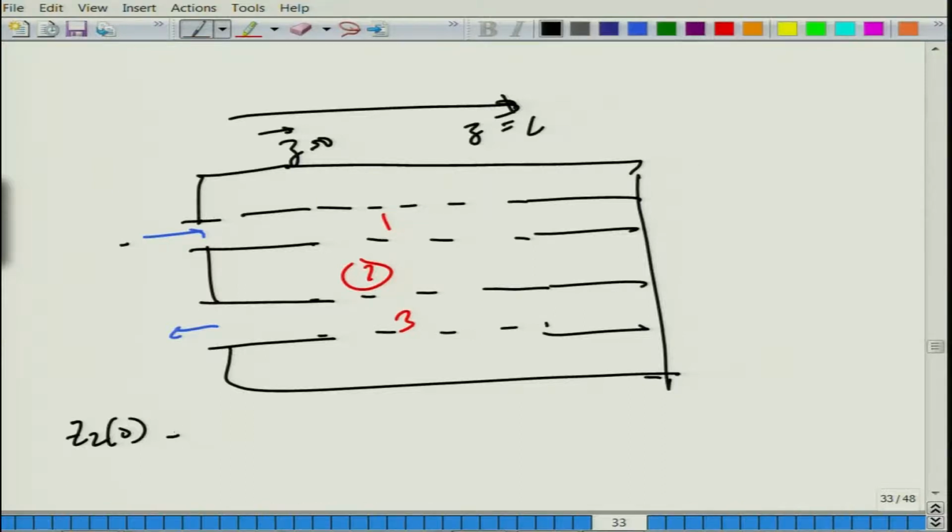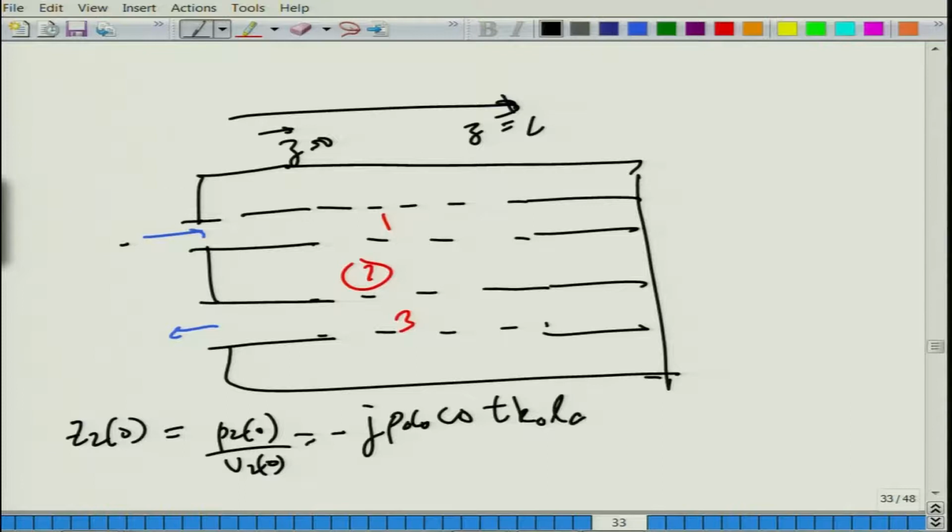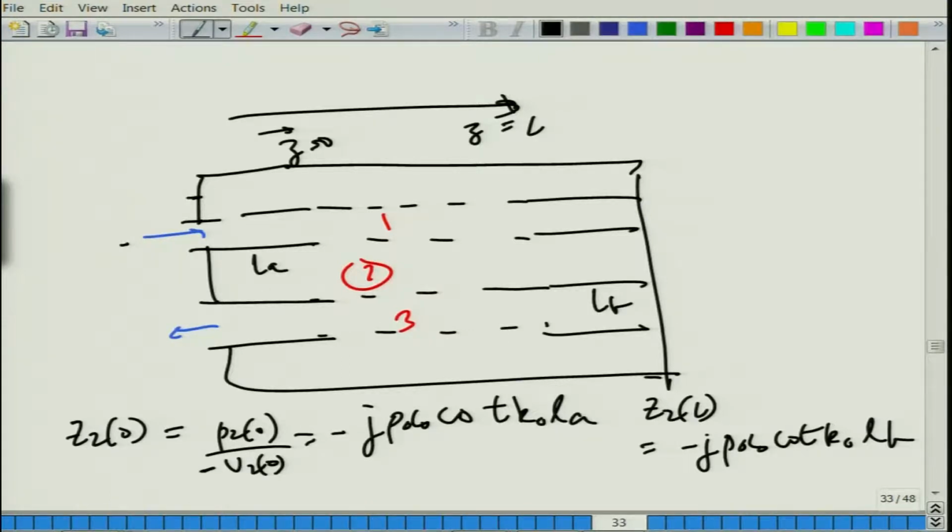So, Z2 is equal to P2 of 0, and U2 at 0 is equal to minus j rho naught C naught cot K naught L A. Okay. Similarly, this is the rigid wall boundary condition here, and similarly Z2 at L will also be P2 at L divided by U2 at L is equal to minus j rho naught C naught cot K naught L B. So, this is L B, this is L A, and actually there should be a minus sign.